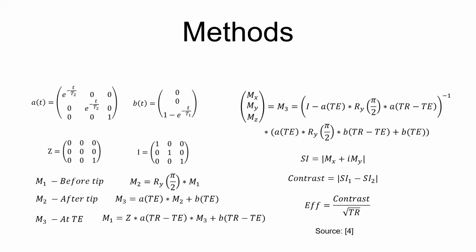Here are the formulas for calculating steady-state signal for saturation recovery. At last, contrast is calculated by the difference of two magnetizations. For T2 weighting images, since it tends to find longest TR, contrast efficiency is maximized instead of contrast. Efficiency is calculated by dividing contrast by square root of TR.